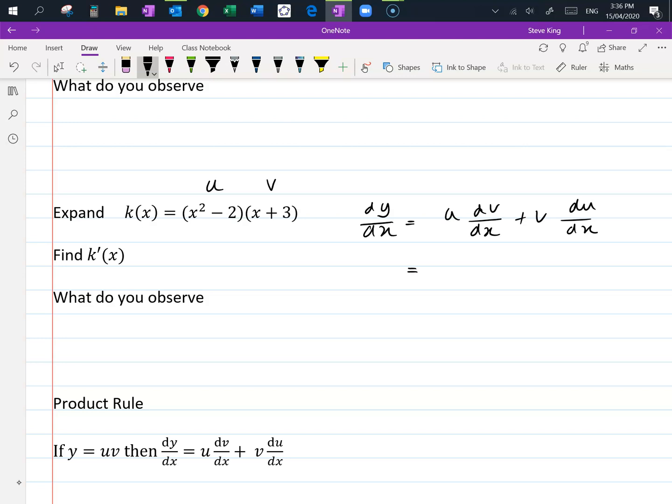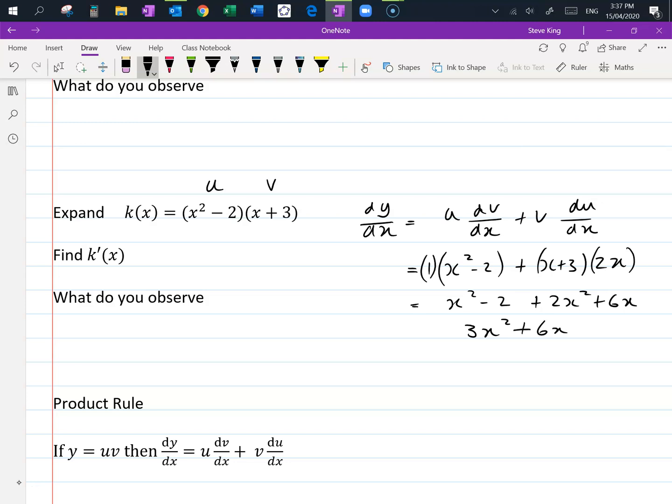So I'm going to keep u as it is. It's going to be x squared minus 2. And I'm going to find the derivative of v, which is simply going to be 1. Then I'm going to keep v as it is, x plus 3. And I'm going to find the derivative of u. And the derivative of u is going to be 2x. And now when I multiply all of that out, what am I going to end up with? I'm going to get x squared minus 2 plus 2x squared plus 6x. And I tidy that up, and I end up with 3x squared plus 6x minus 2.